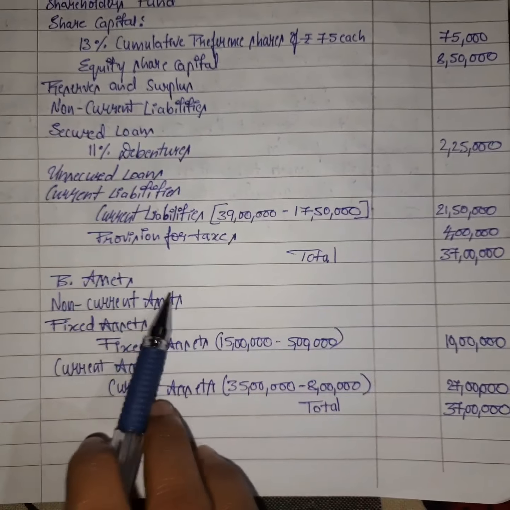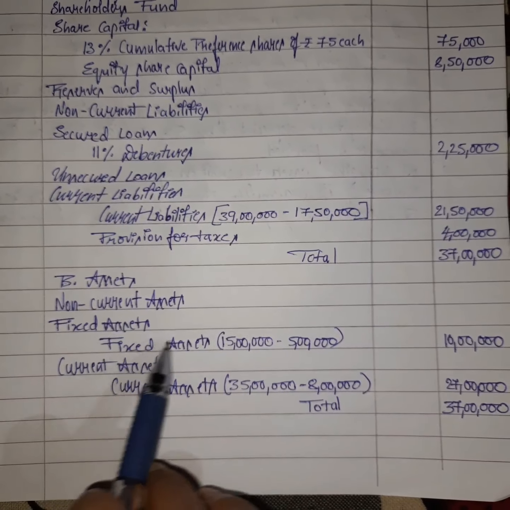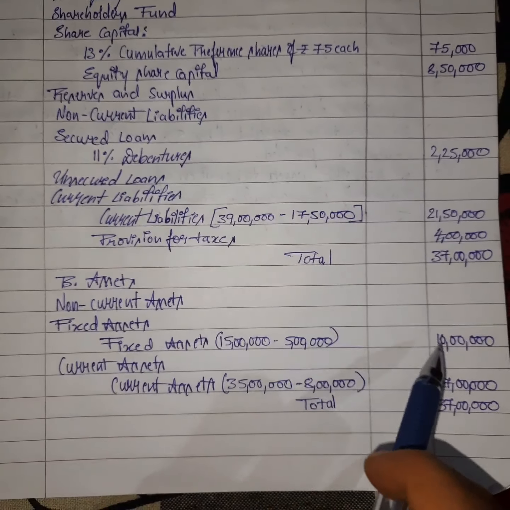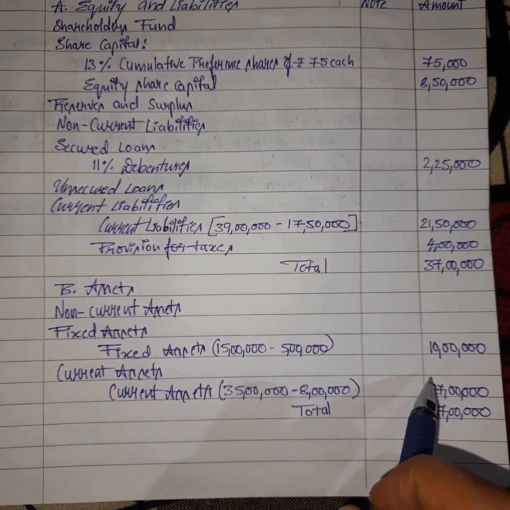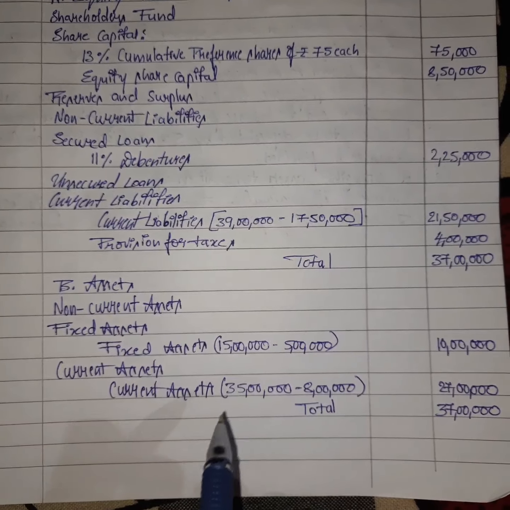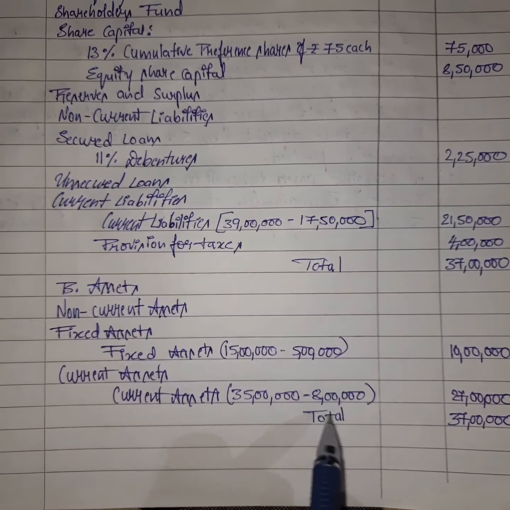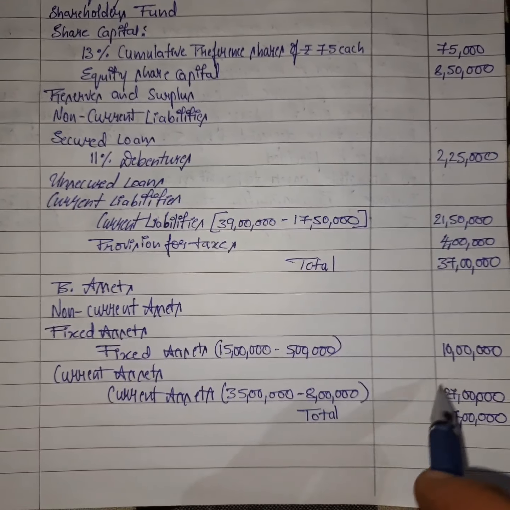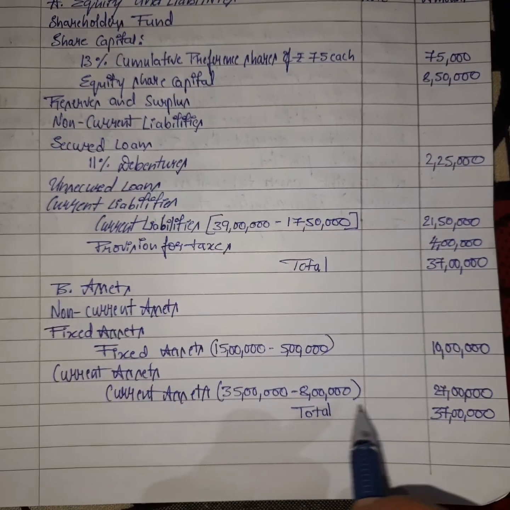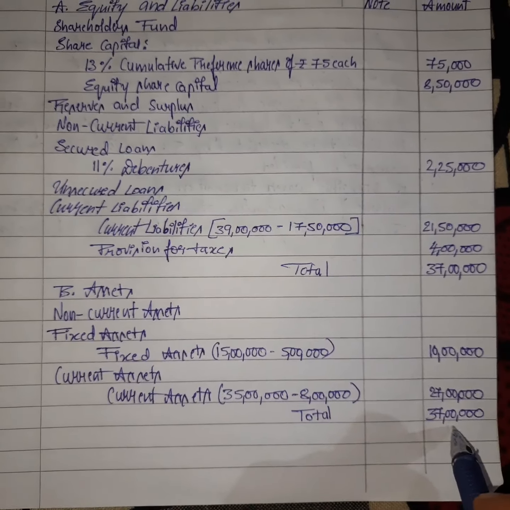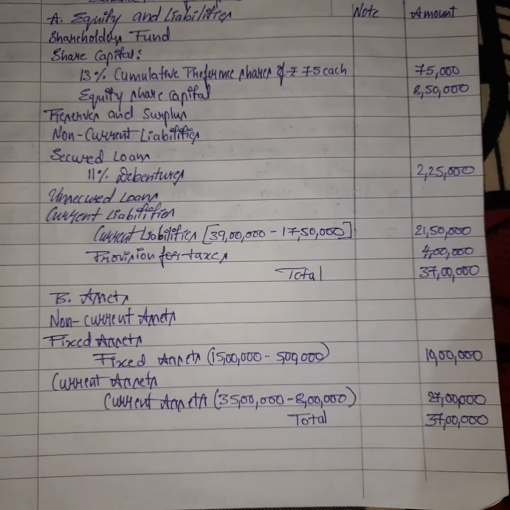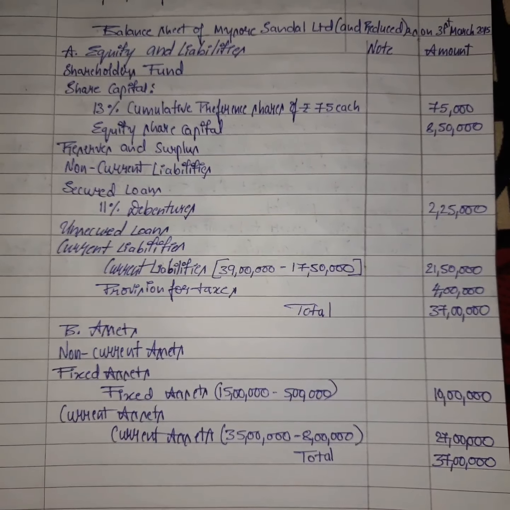Coming to next, B, assets, non-current assets, fixed assets 15 lakh minus 5 lakh, it is reduced. In the amount column, outer column 10 lakh. Current assets 35 lakh minus reduced amount 8 lakh. In the outer column amount 27 lakh. Total, if you are mentioning the asset side, it is 37 lakh. In liability side as well as asset side, it should be 37 lakh. Check out the balance sheet once again.